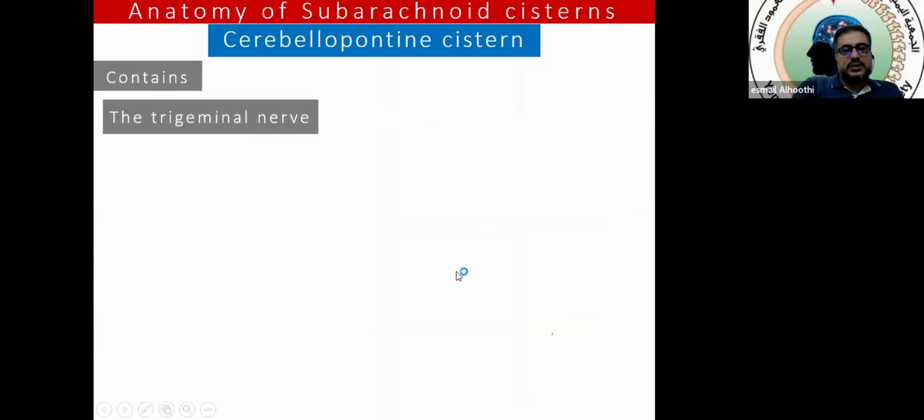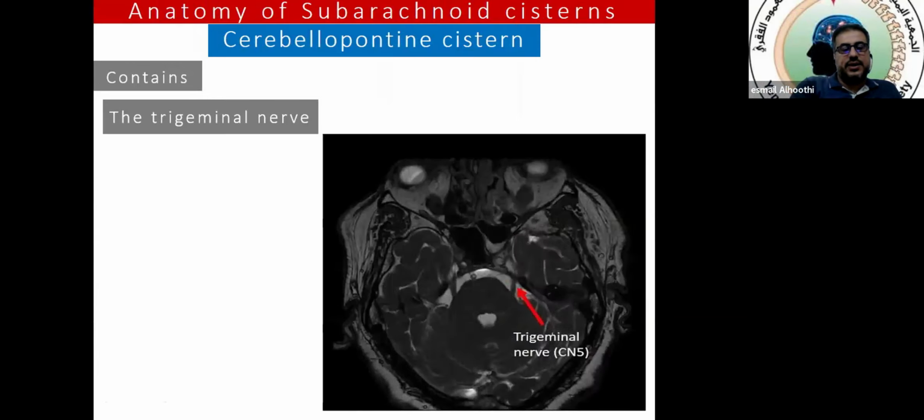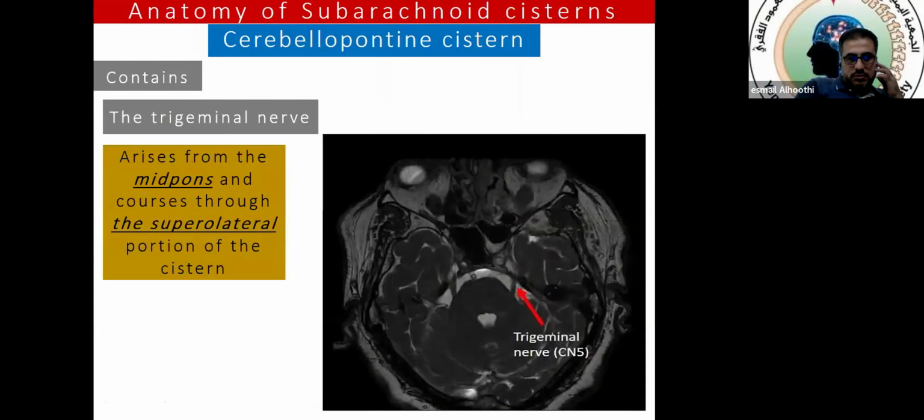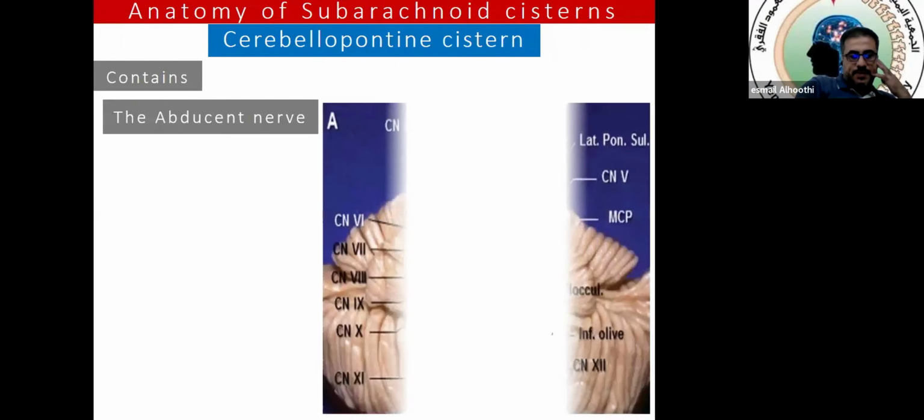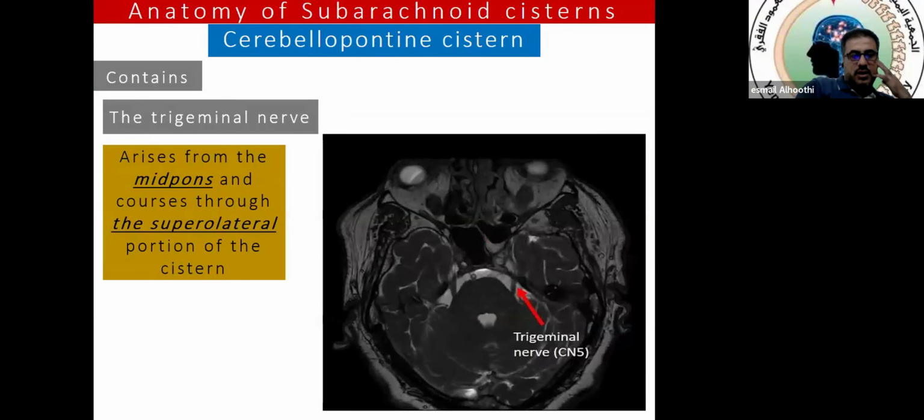The contents of the cerebellopontine cistern include the trigeminal nerve. The trigeminal nerve arises from the anterior border of the pons and courses through the superior lateral portion of the cistern. As you see in this MRI, it extends from the anterior part of the pons and goes superior laterally to Meckel's cave.